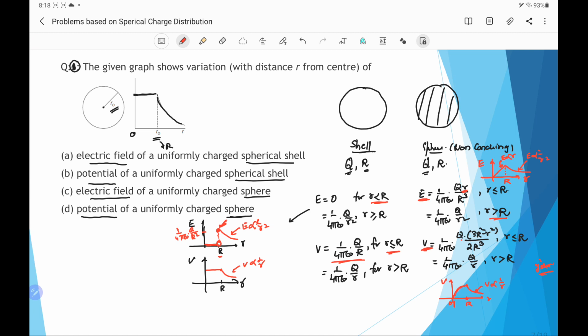So the graph will be like this. This is the graph of the potential. Now we compare these graphs with the given graph. The given graph matches with the value of the potential for a spherical shell. Therefore, we can say option B is the correct option.